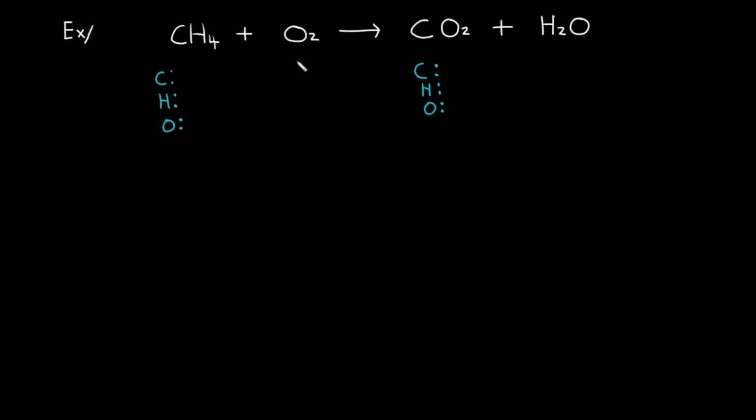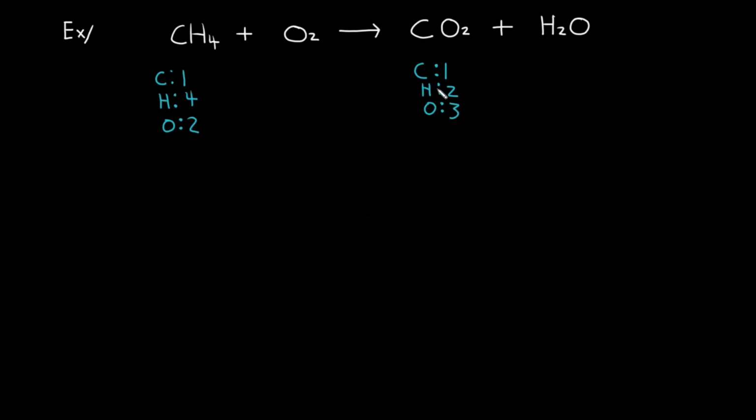So in all these chemical equation balancing problems, we want to have the same number of atoms on the products and on the reactants. So on the reactant side, we have one atom of carbon. We have 4 hydrogen atoms. We have 2 oxygen atoms. On the products, we have 1 carbon, 2 hydrogen, and 3 oxygen.